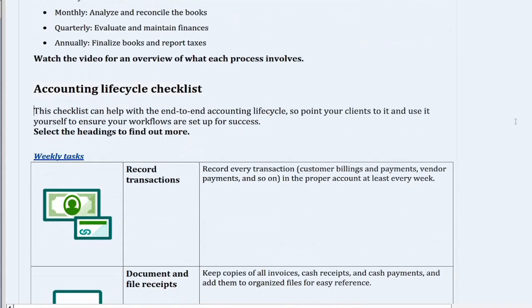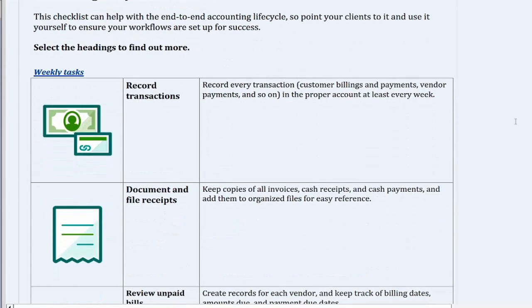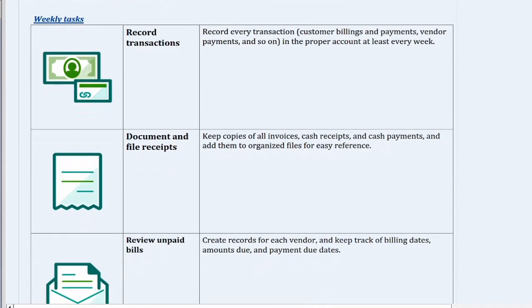Accounting lifecycle checklist. This checklist can help with the end-to-end accounting lifecycle, so point your clients to it and use it yourself to ensure your workflows are set up for success. Select the headings to find out more. Weekly tasks. Record transactions. Record every transaction, customer billings and payments, vendor payments, and so on, in the proper account at least every week. Document and file receipts. Keep copies of all invoices, cash receipts, and cash payments, and add them to organized files for easy reference.